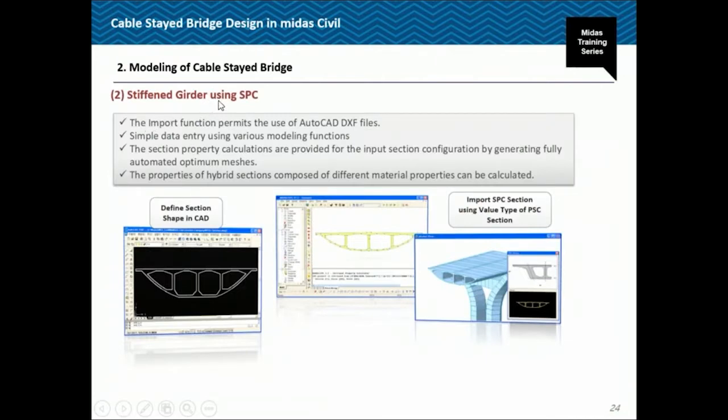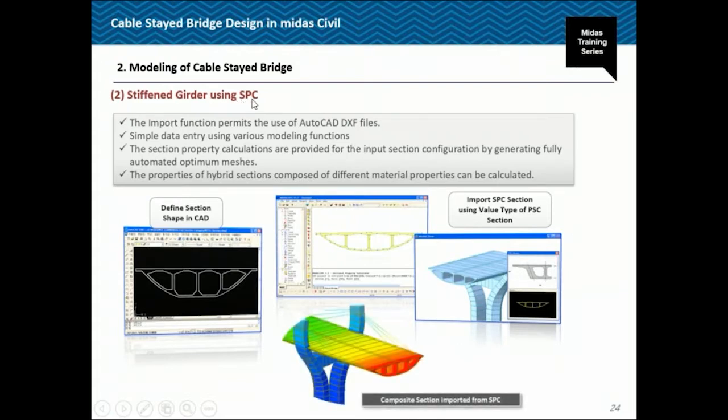Coming to stiffened girder using SPC. If you have any different cross section which is not built in the program, you can directly import it from AutoCAD through our SPC, which is the Section Property Calculator tool available in MIDAS Civil.